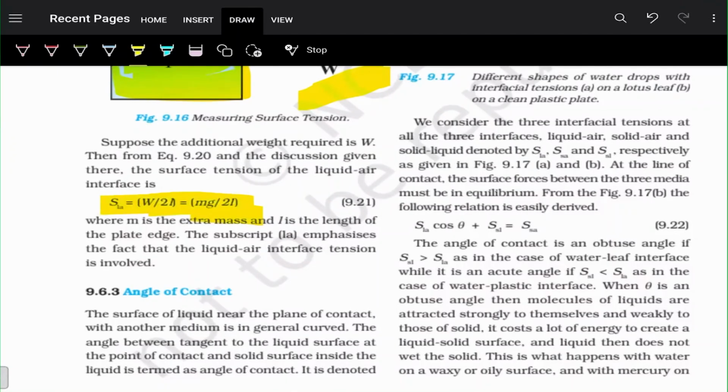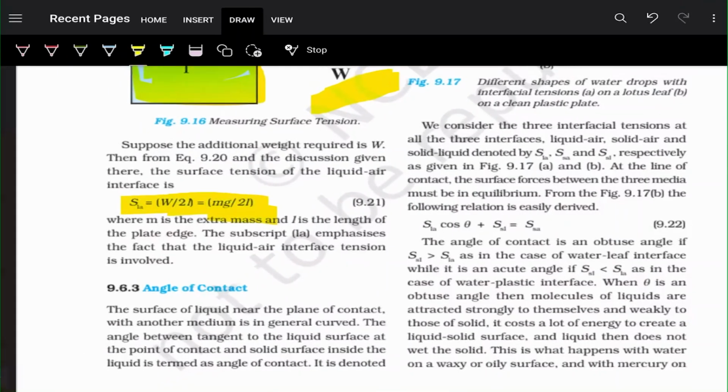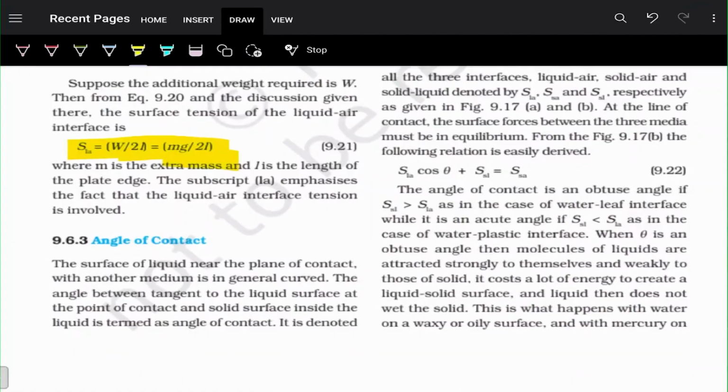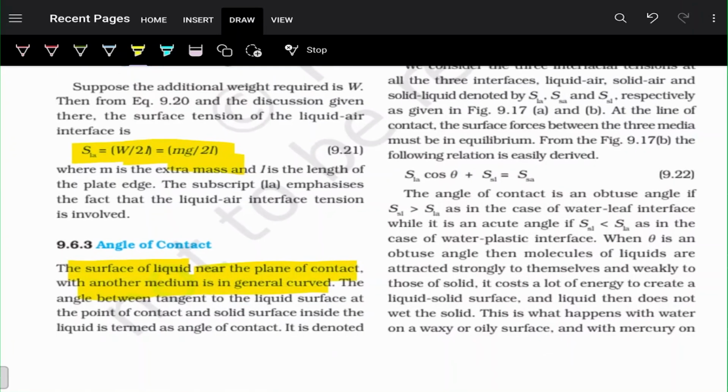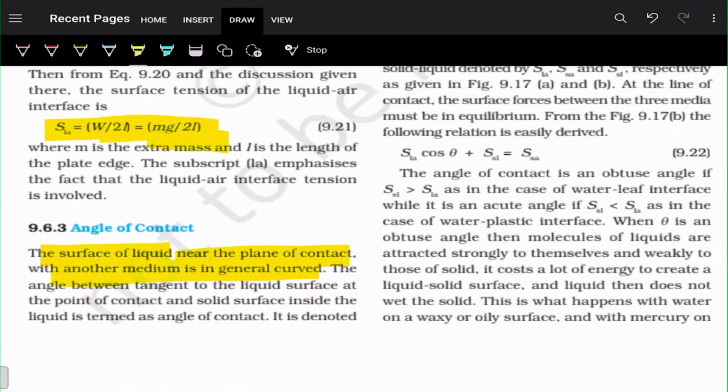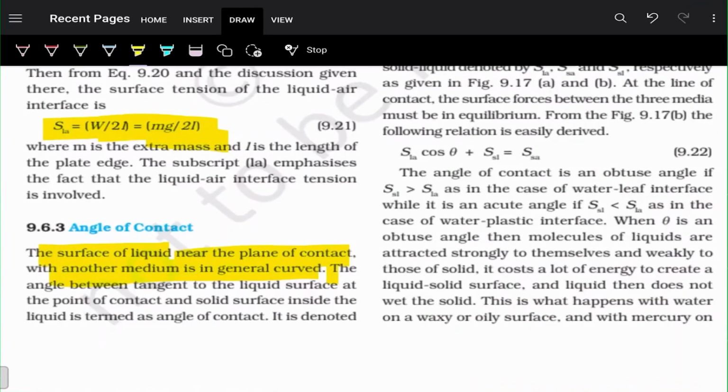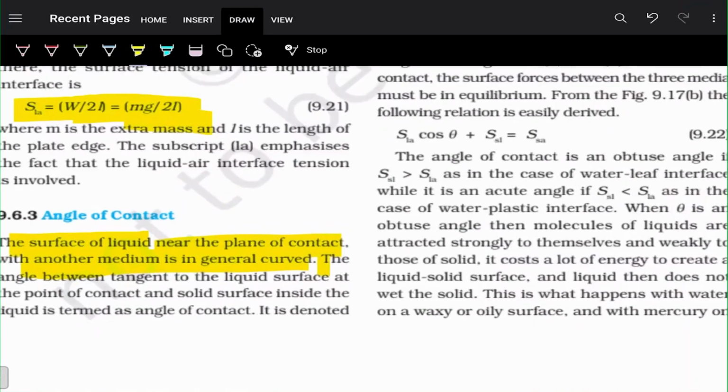Yes. So what is angle of contact? Angle of contact: the surface of liquid near the plane of contact with another medium is in general curved. The angle between tangent to the liquid surface at the point of contact and solid surface inside the liquid is termed as angle of contact.